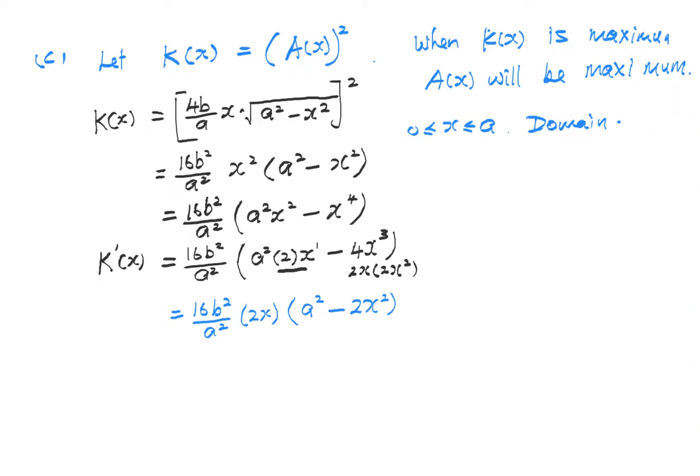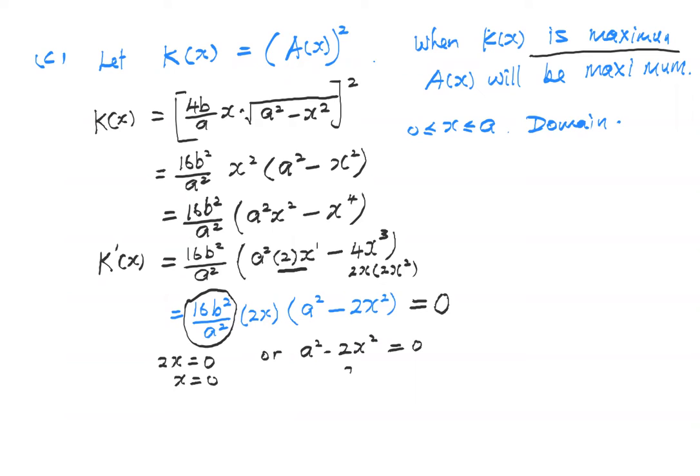So in order to find the turning point of k(x), for this situation, maximum, so k prime x must be equal to 0. So you just put it like that. You are allowed to do so. Okay, so now this thing cannot be 0. A number cannot be 0. So I have 2x equal to 0, so x equal to 0, or a squared minus 2x squared equal to 0.